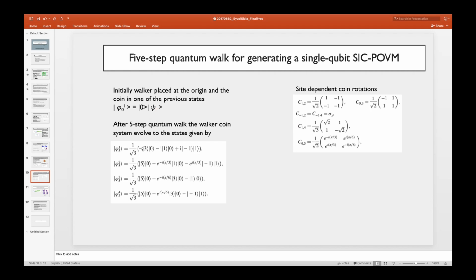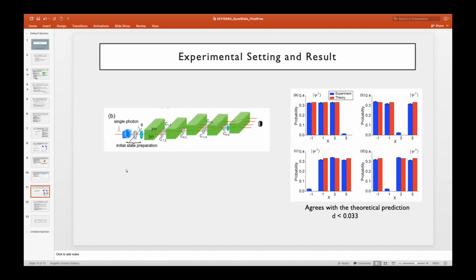If it's 5-1, you won't be able to detect it at 1. So it corresponds to realizing the POVM element, because you'll be able to see it from their experimental result here. What they get is that if the initial state of the coin was psi1, then the probability of getting it at 5 is very low. And if it's psi2, the probability at 3 is very low. So you'll be able to tell which state was in the beginning by seeing this probability.